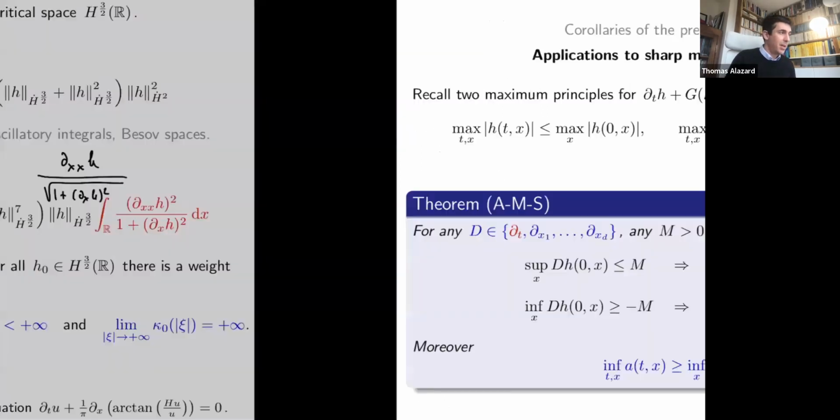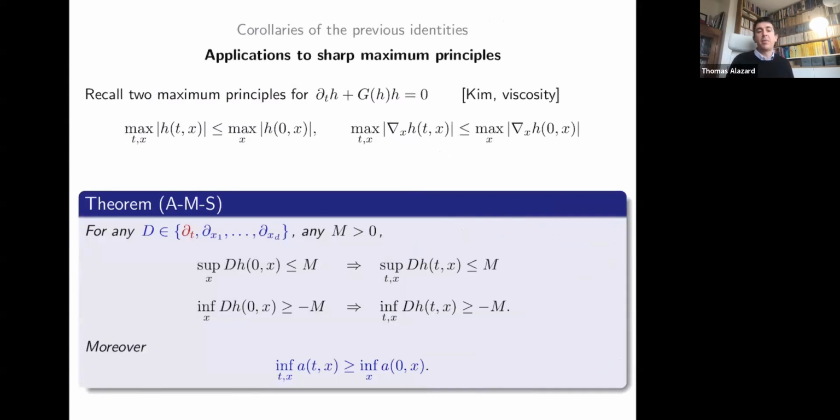But in the rest of the talk, I want to discuss some inequalities that have to do with the long time behavior of the solution.